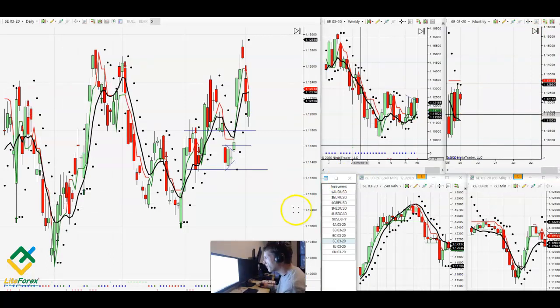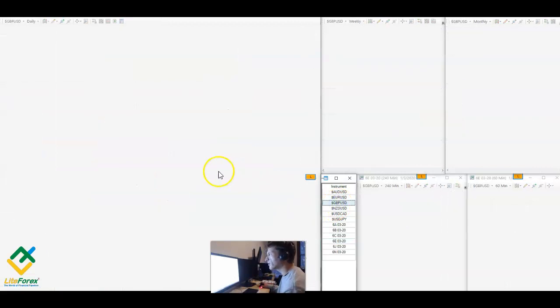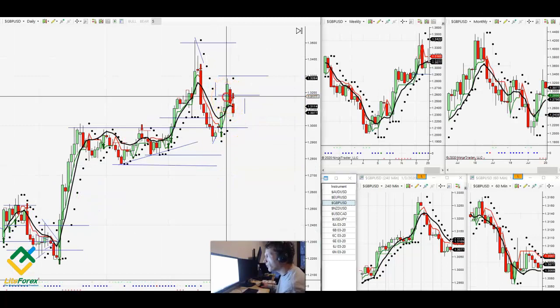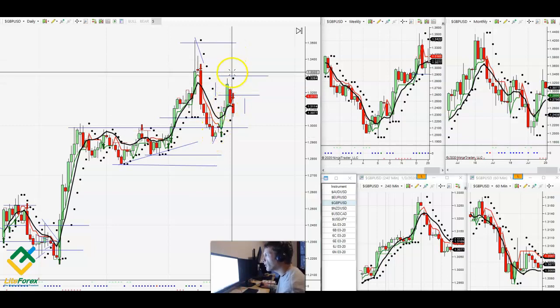Okay, let's take a look at the pound USD. When I looked at this on the 31st, it was definitely looking more bullish. Of course, it was bullish. It had quite a big drop and then a big rebound. And I talked about this resistance, though, around 32.98.